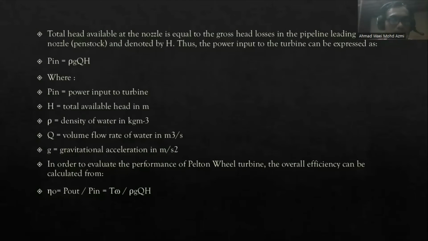In order to evaluate the performance of the Pelton wheel turbine, the overall efficiency can be calculated as eta equals P out divided by P in, or T omega divided by rho g Q H.